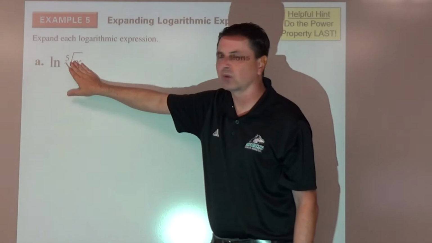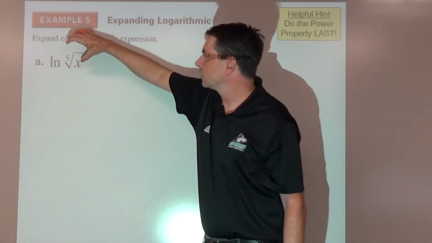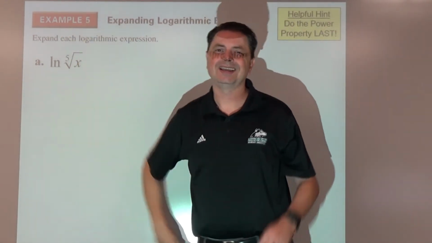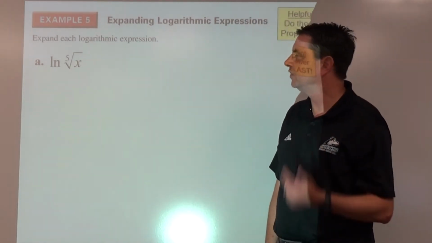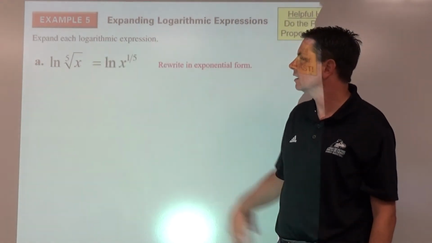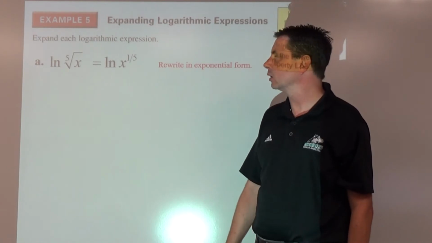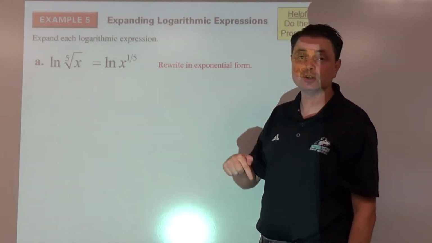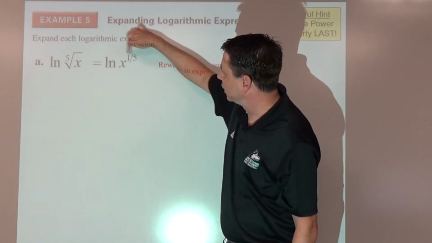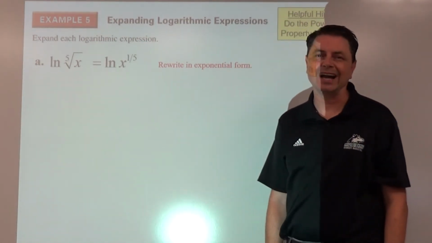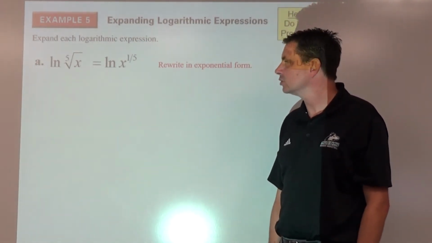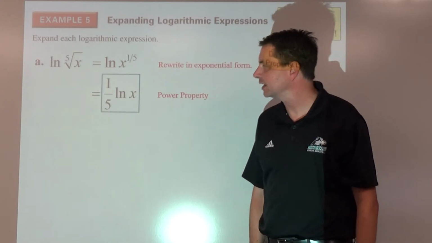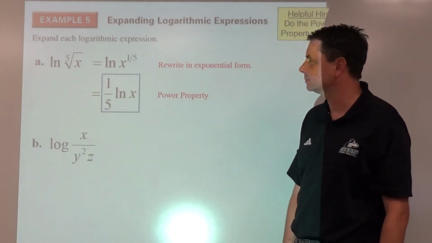We probably need to write this as a power. So rewrite it from root form into exponential form. 5th root means x to the 1/5 power. Now we can use the power property by taking the 1/5, moving it out in front as a multiplier, so that our final answer is 1/5 times the natural log of x.